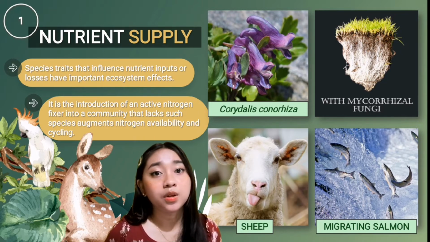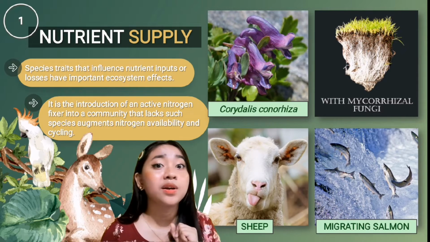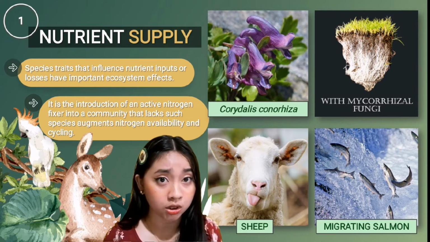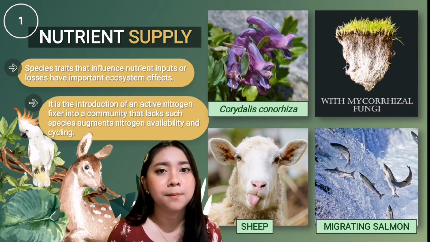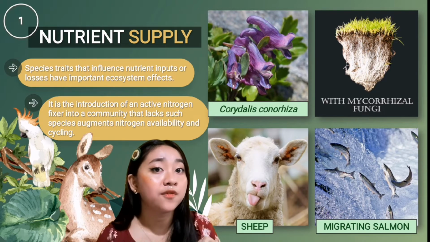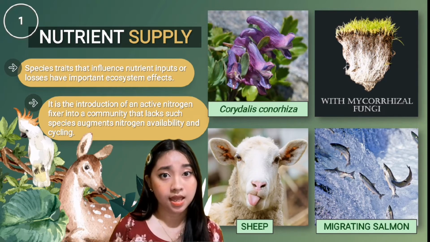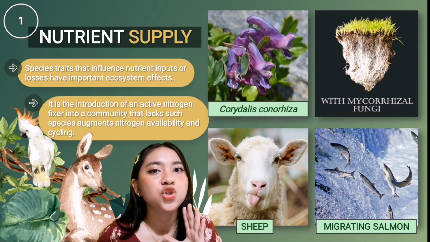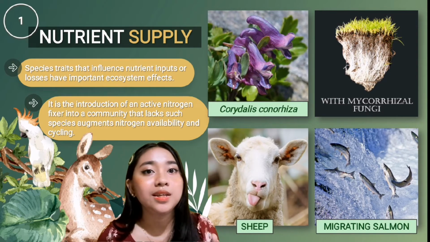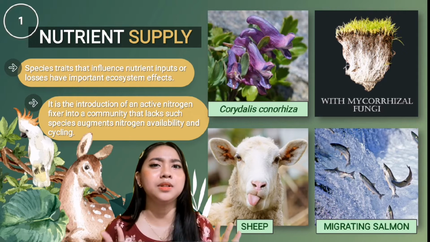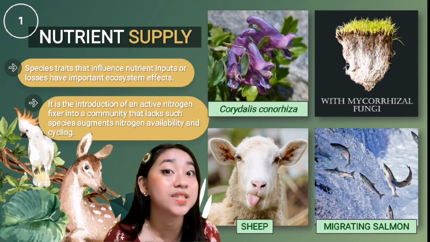Another example is mycorrhizal fungi, which also influence the quantity of nutrients that are available to vegetation. Absence of appropriate mycorrhizae can restrict the establishment of plantations of exotic forest species. And then we have a sheep, for example, which concentrates nutrients in rich soils on hilltops where they bed down at night. Another example is migrating salmon, which perform a similar nutrient transport role in streams.